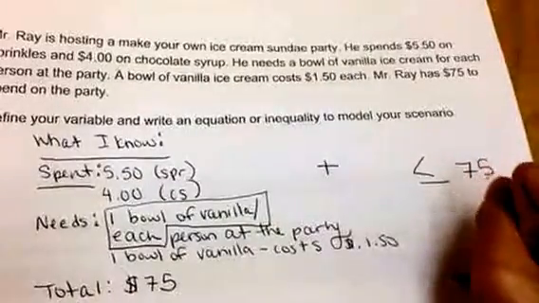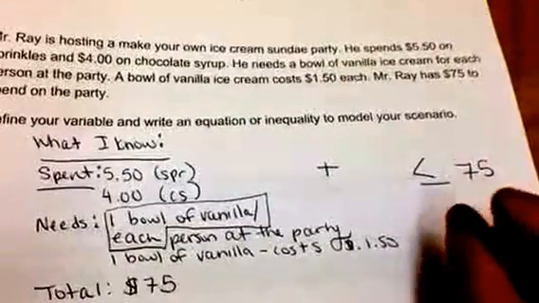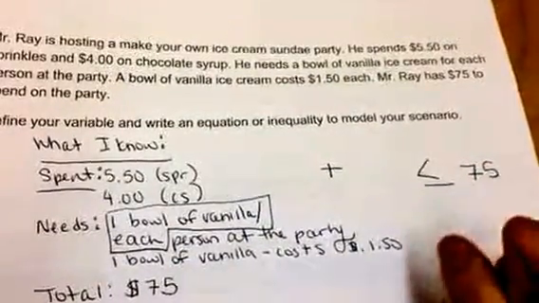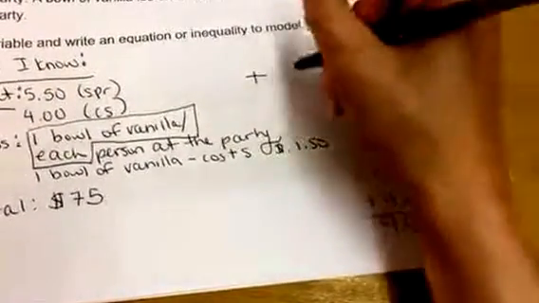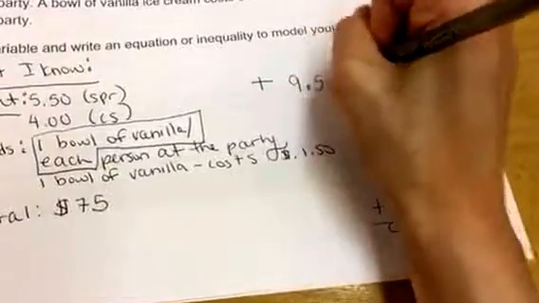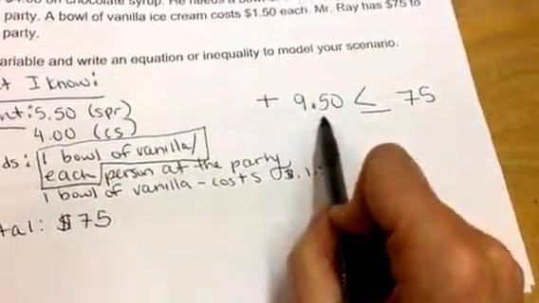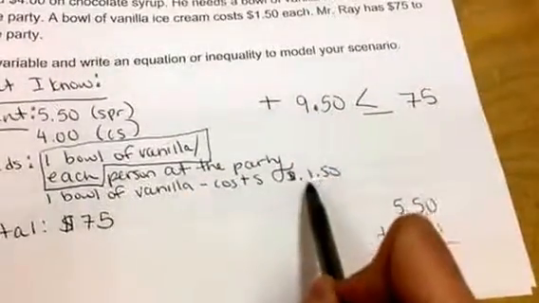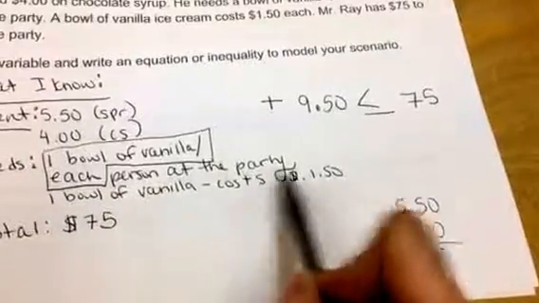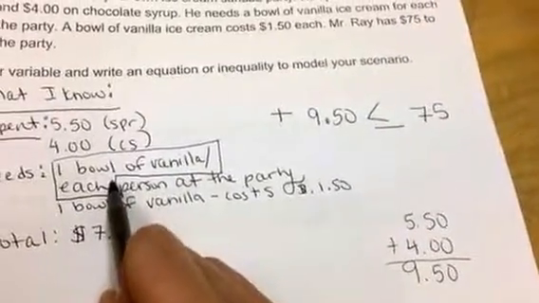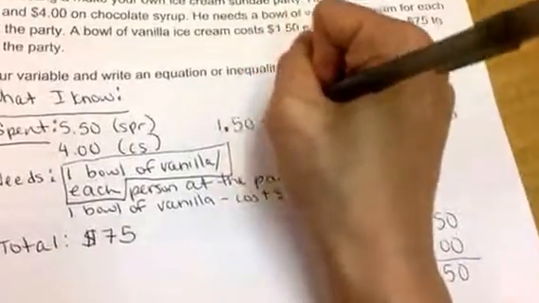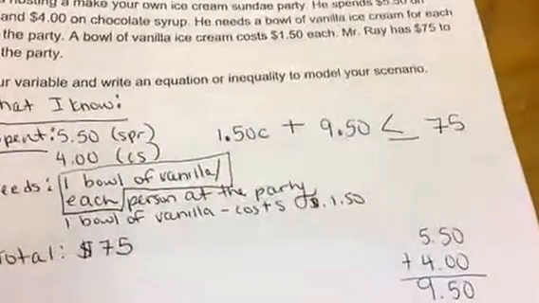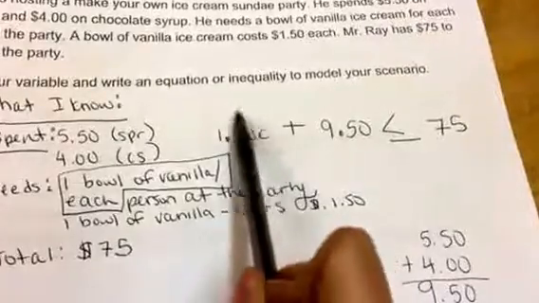If I add $5.50 and $4 together, what I end up with is $9.50. So I know that that's part of what I already spent. And then the other piece that I know is that it's going to cost $1.50 for each bowl of vanilla, but I don't know how many bowls of vanilla I'm going to need or how many I can buy, really. So that's how I end up with my equation.